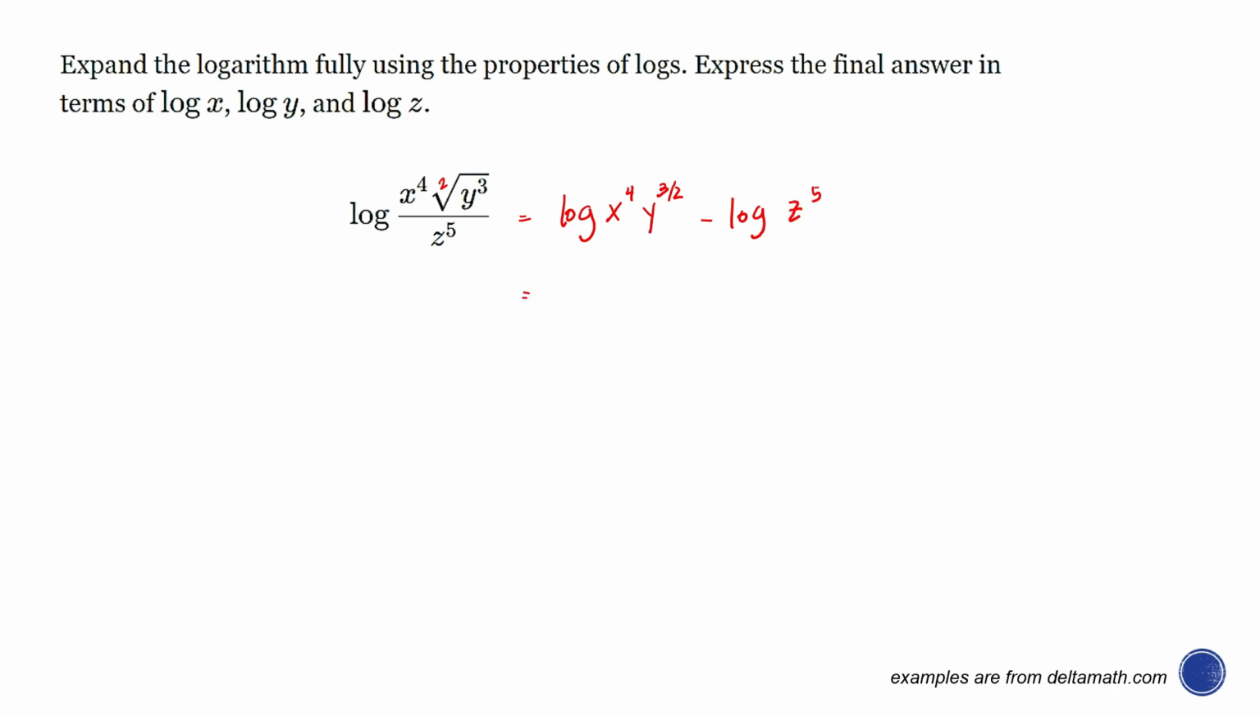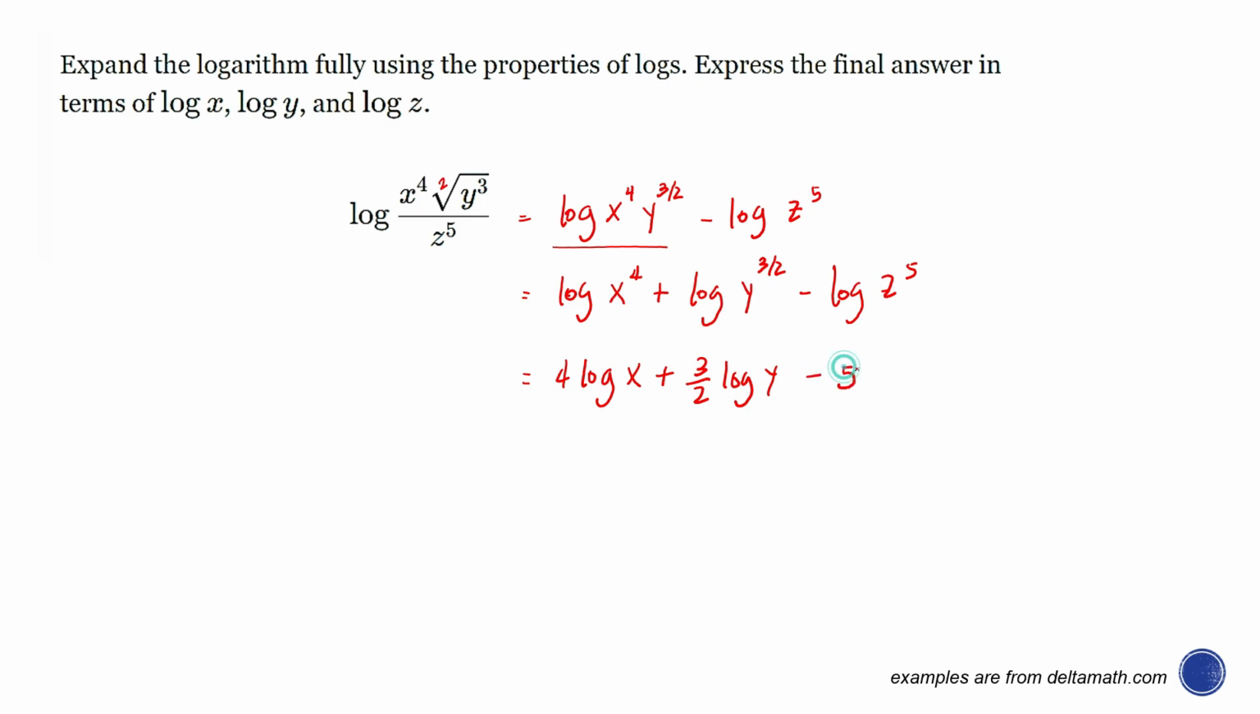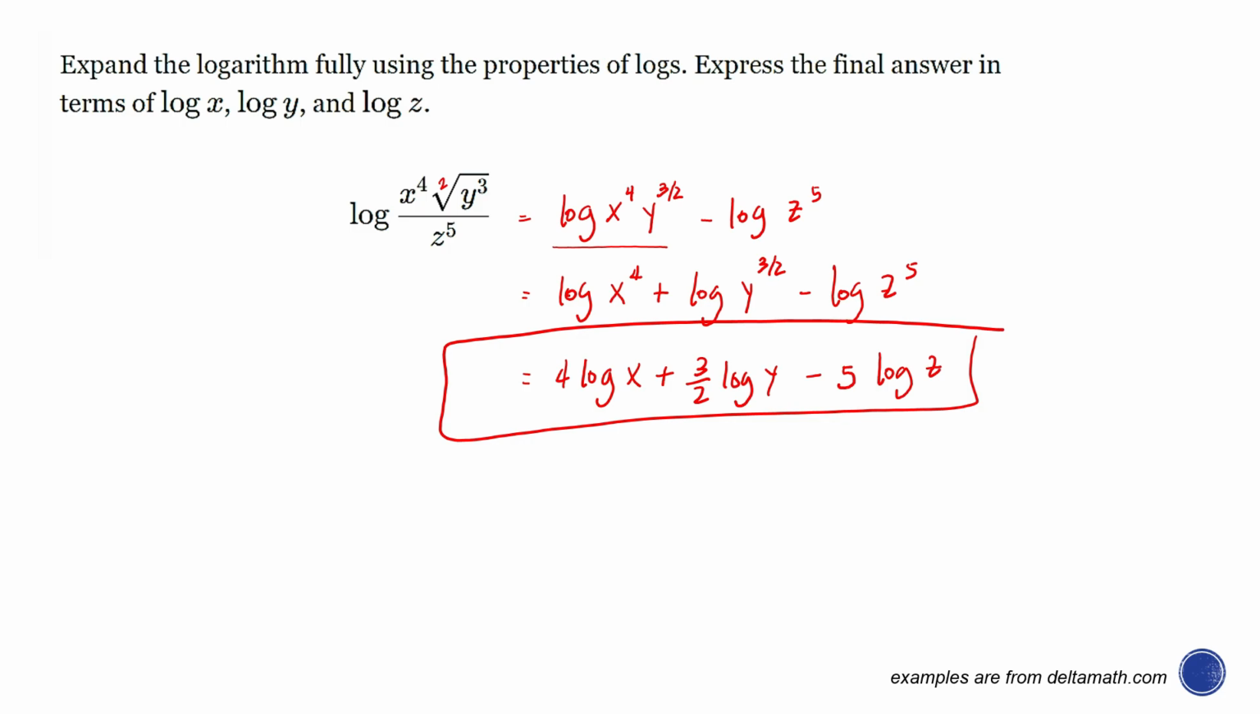Okay? And then after that, we will apply the product rule for this one. So that's log x raised to 4 plus log y raised to 3 over 2 minus log z raised to 5. And finally, we will apply the power rule, which means this is equal to 4 log x plus 3 over 2 log y minus 5 log z. And of course, that is our final answer.